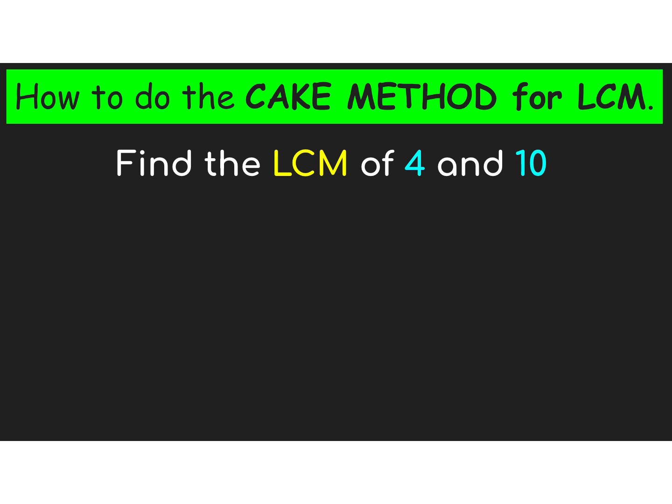So we're still going to use the cake method for the least common multiple, and we do the exact same thing that we do with greatest common factor. So first thing I need to do is write my two numbers in the cake. So 4 and 10. And then I'm going to put my first layer of cake.